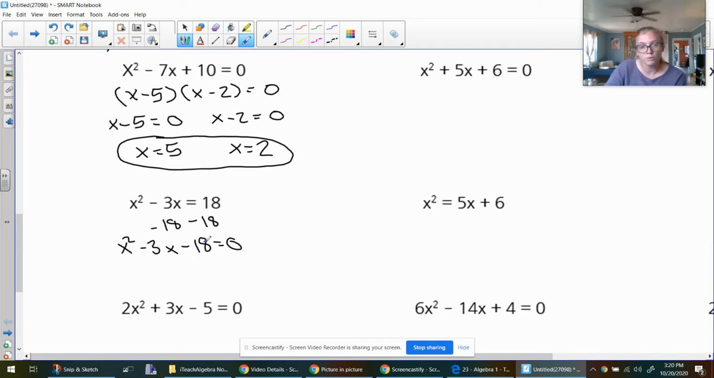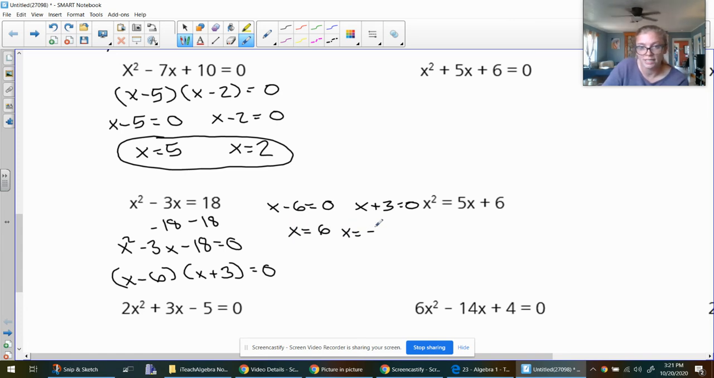So the two numbers that multiply to -18 and add to -3 are -6 and +3. And if I set each of those equal to 0 and solve, I end up with x equals 6 and x equals -3.